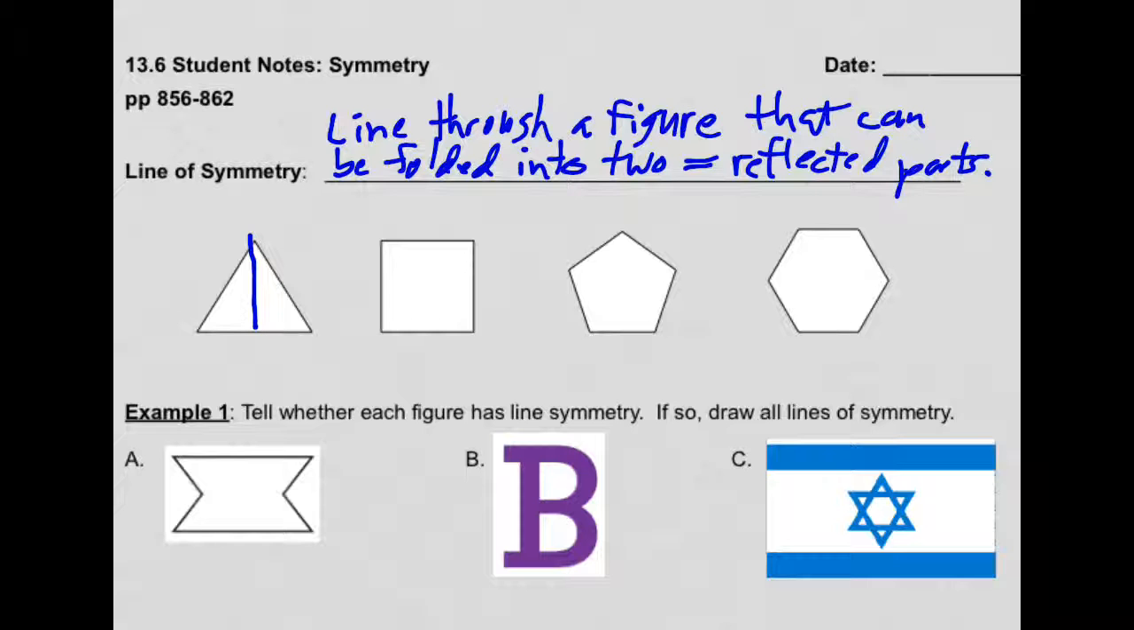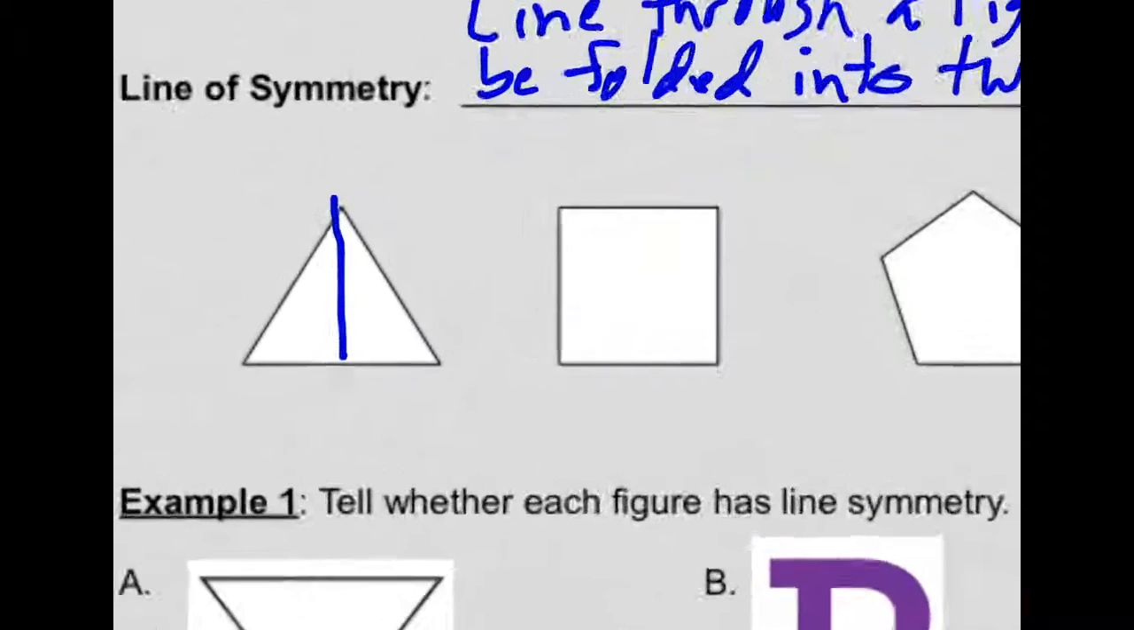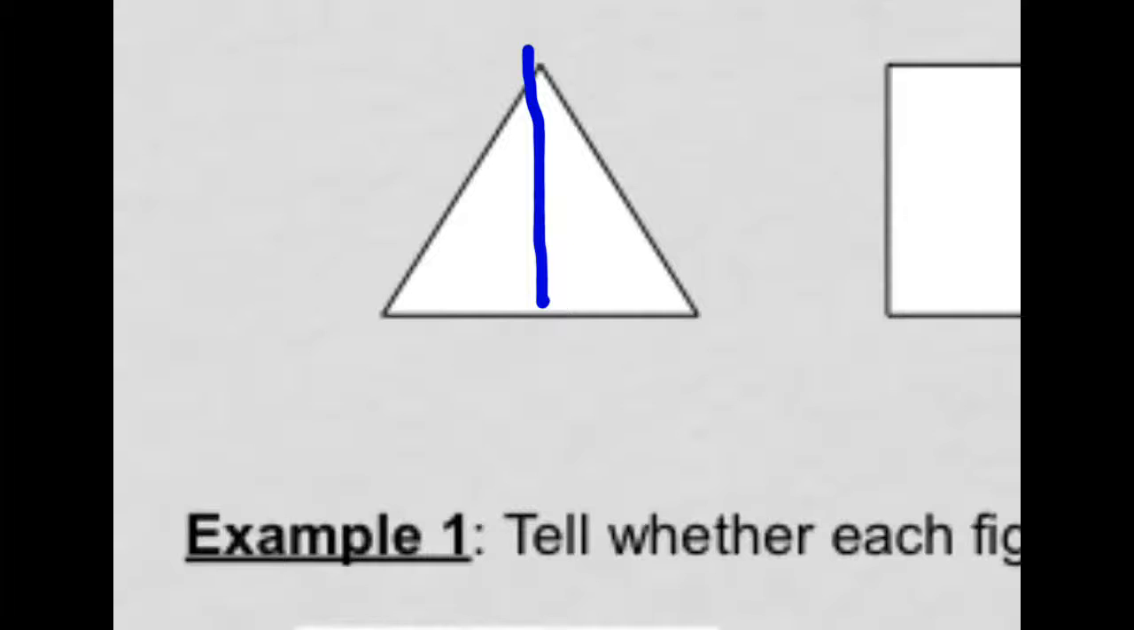So, lines of symmetry. Here's one line of symmetry there. That's an ugly line of symmetry. I'm going to erase that little guy and then try to do it a little better. Boom. Okay, that's a little better.